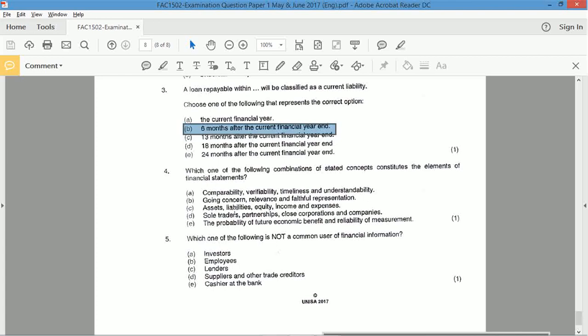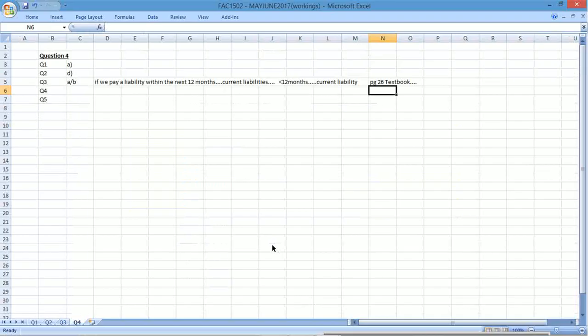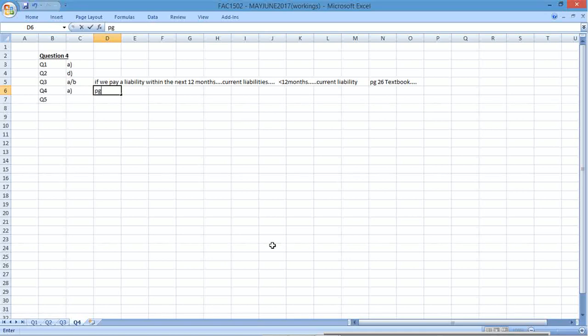Going concern, no. The others, no, no, no, no. So that's the one. A. A is correct. Qualitative characteristics, pages 14 to 16 of the textbook.